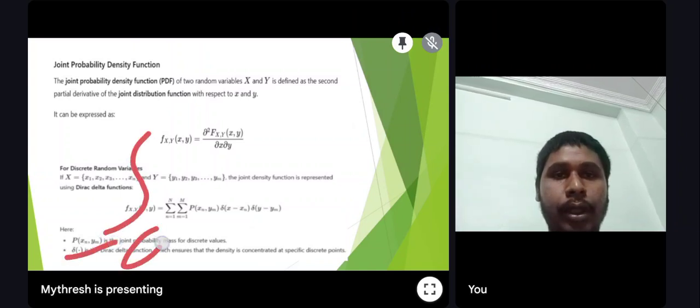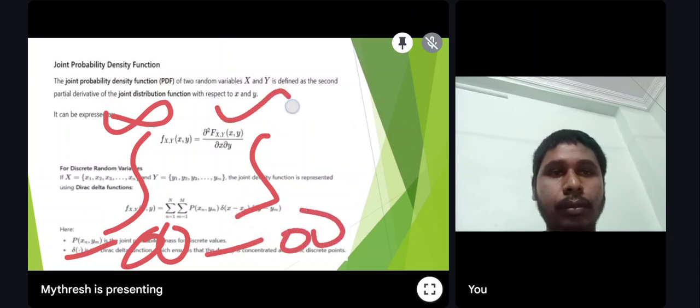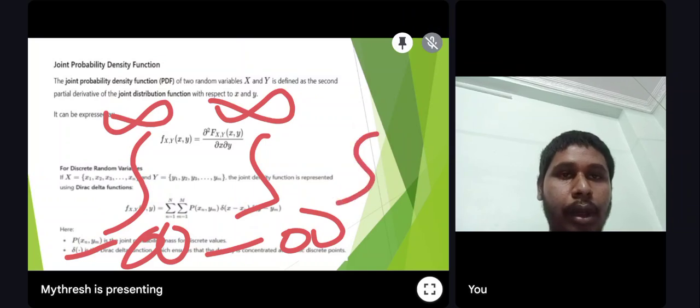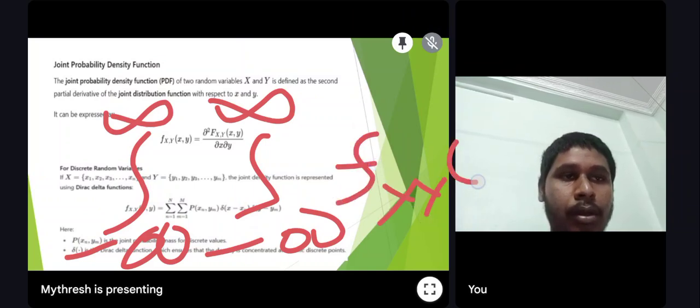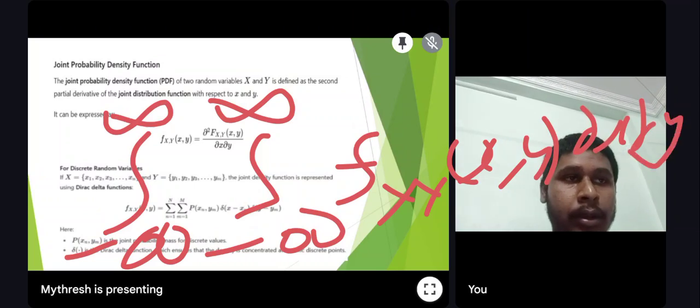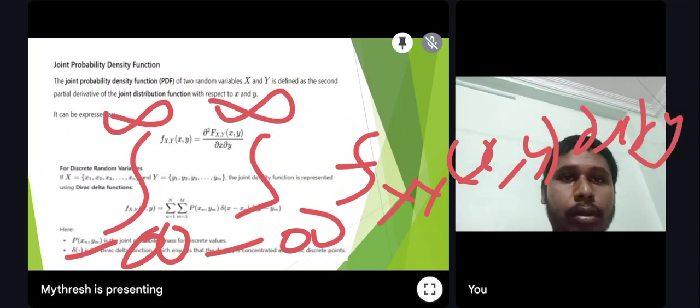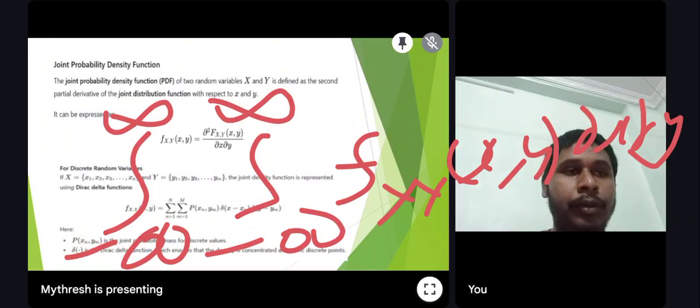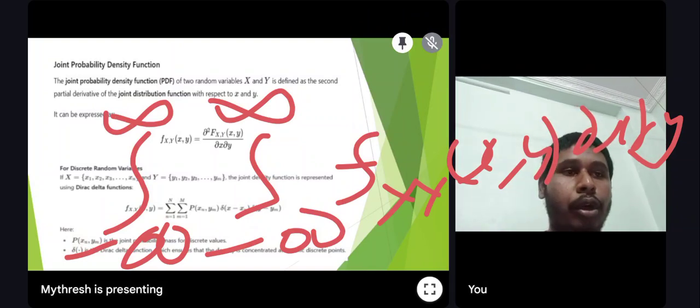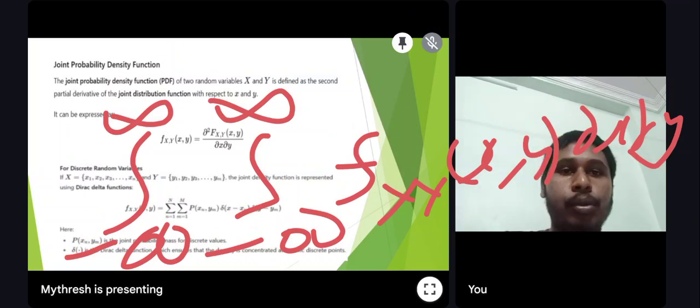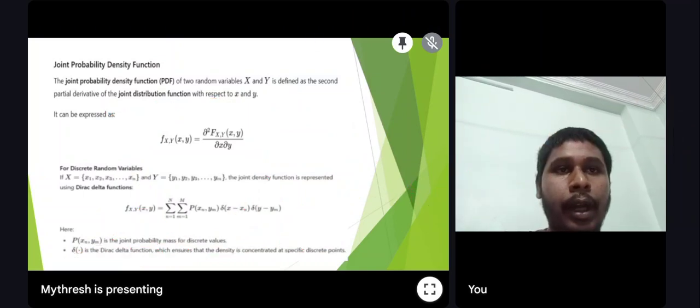It is given as the double integral from minus infinity to infinity of small f_XY(x, y) dx dy. This is known as the joint distribution function. If we differentiate it, we will get the joint probability density function. For continuous systems, we will use minus infinity to infinity. For discrete systems, we will use 1 to n.